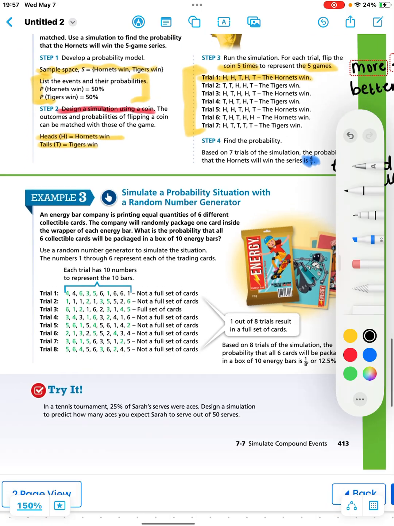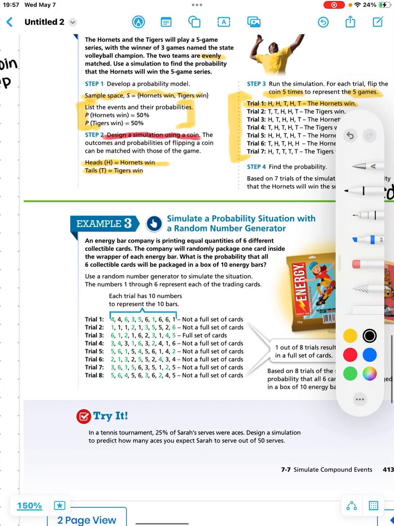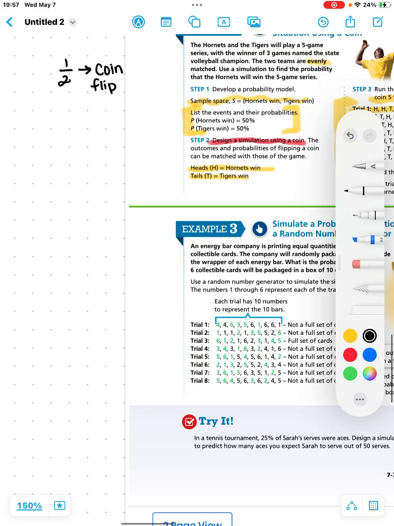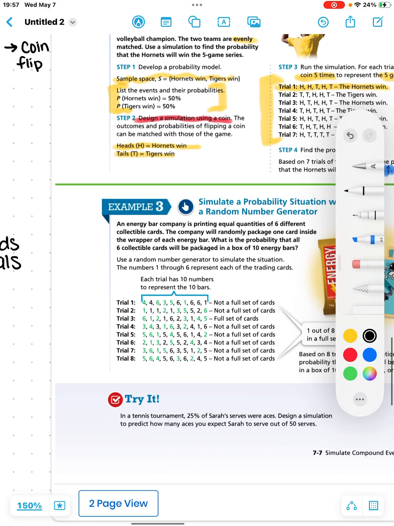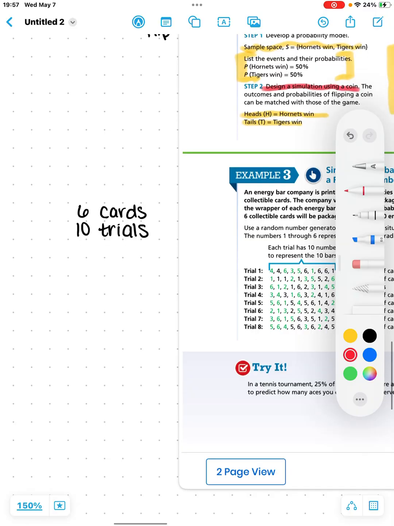Well, we have 6 cards. Let's write down the important information. So there's 6 cards with 10 trials. We want, what is the probability that we get all cards?